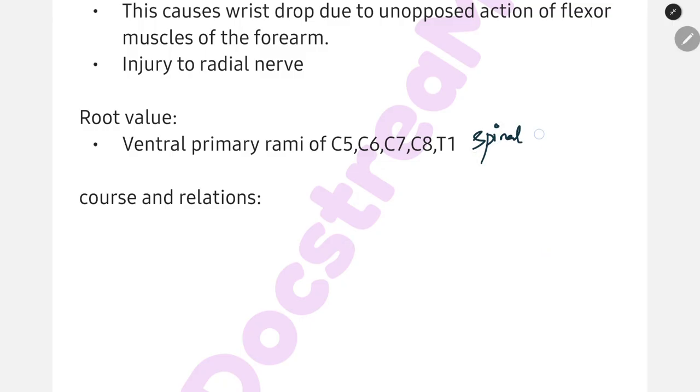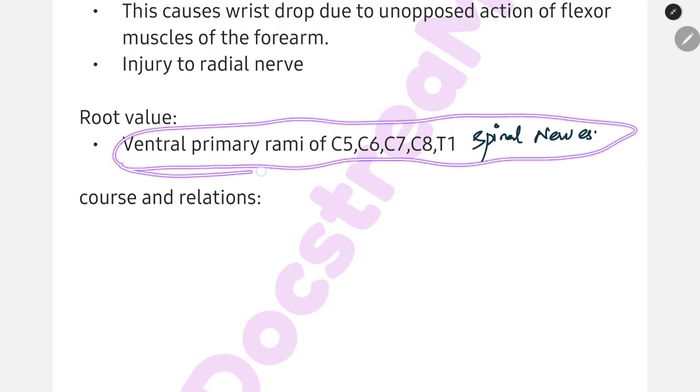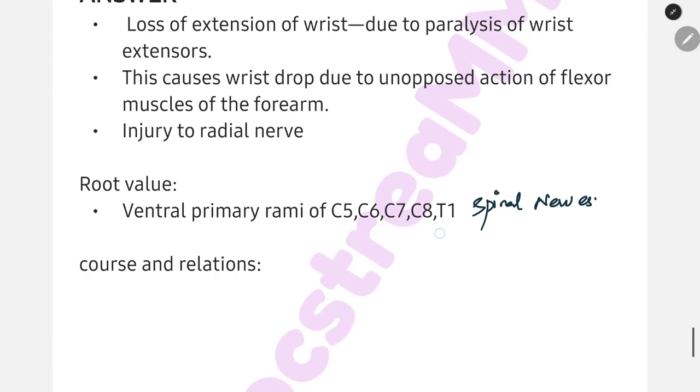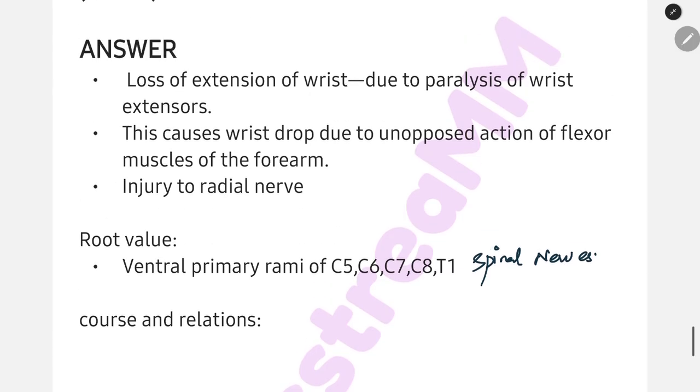This you should write. Only then will you get full marks. You should not write it as just C5, C6, C7, C8; you will not get marks. You should write it as ventral primary rami of C5, C6, C7, C8, even T1 spinal nerves. Whenever you write such questions, please put diagrams. You have to draw diagrams, only then will you get marks.